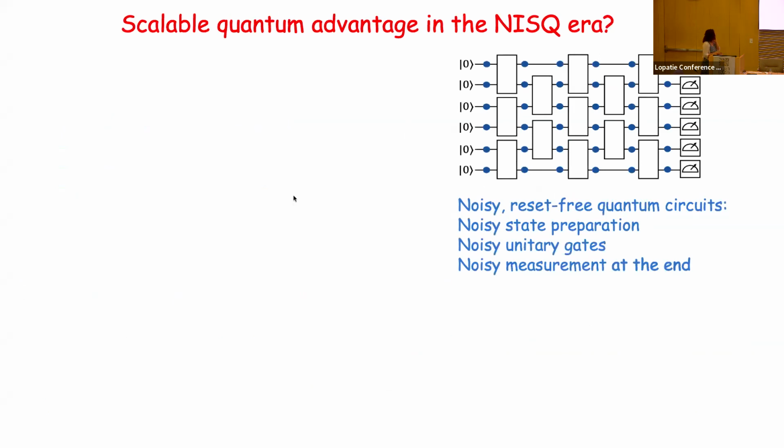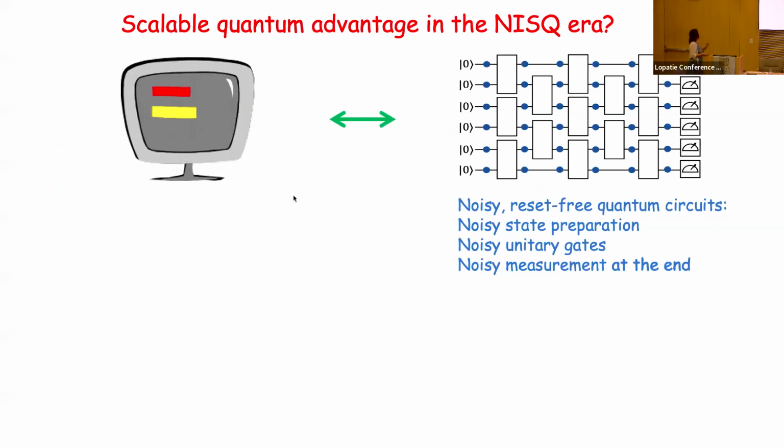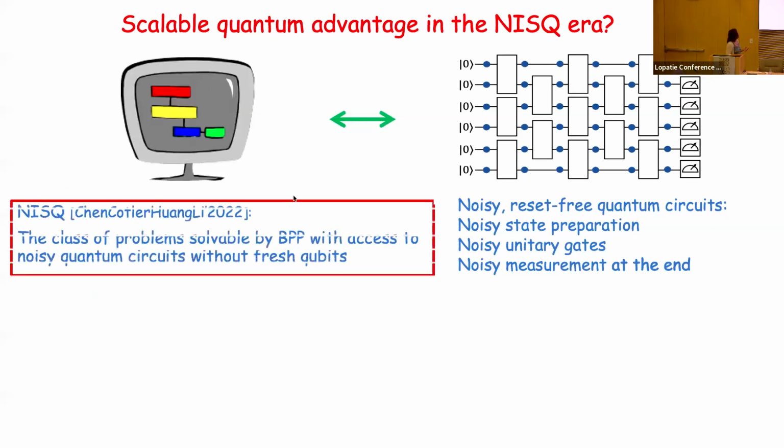Well, this is my last technical slide. In a very nice paper that just came out, Chen, Cotler, Huang and Li defined NISQ. And they define NISQ in the following way. They notice that you do have access to noisy quantum computers of log depth, but you also have classical computers on the side. So NISQ is going to be defined as the class of problems solvable by BPP with access to such noisy quantum circuits without fresh qubits. Okay, so this is NISQ.